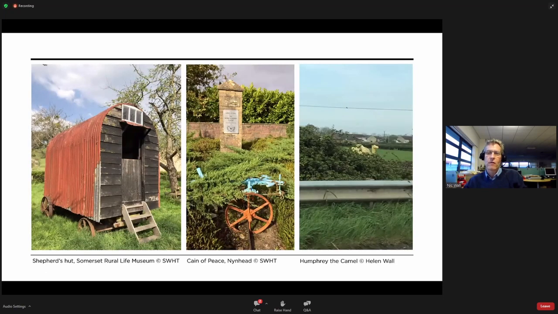There are a few scenarios where local listing is not possible. Vehicles and mobile buildings or machinery would not normally be considered. This is because their historic interest is not connected to a specific place. The first example is a shepherd's hut. It's a museum artifact at the Somerset Rural Life Museum. However, the second and third examples would be acceptable.